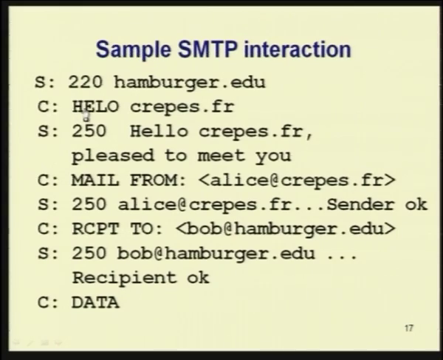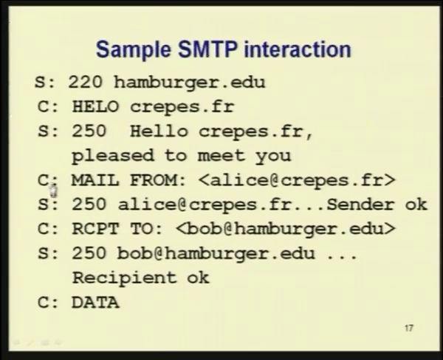Now the client sends a hello message. Remember we talked about 3 phases. First is the handshaking phase, where we say hello, hello. This is what is happening here. The client gives a hello and introduces himself, saying I am so and so, creeps.fr. The server responds with a 250 status code, which indicates OK, accept your hello, and there is a further expansion of that which says hello so and so, I am pleased to meet you.